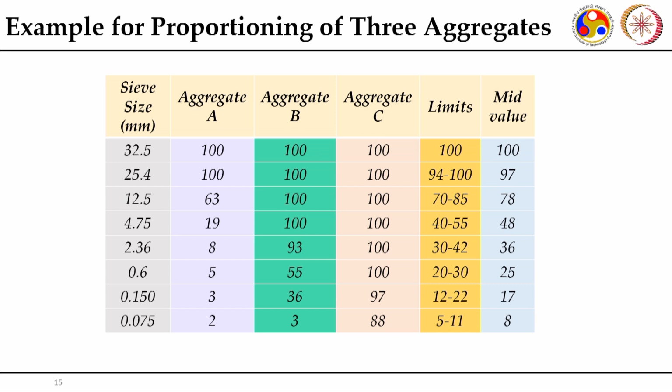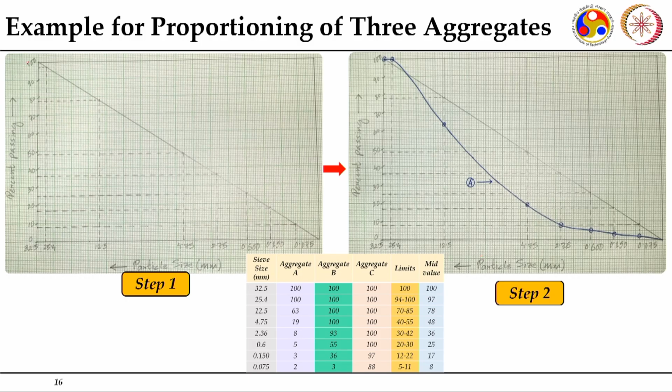One example has been taken up by using 3 aggregates A, B and C using this graphical method. Here you can see the ranges are given. The aggregate sizes are from 32.5 varying up to 75 micron. The range is given and then the mid values are given. So, I will take a graph paper, I will mark on my y axis the gradation.